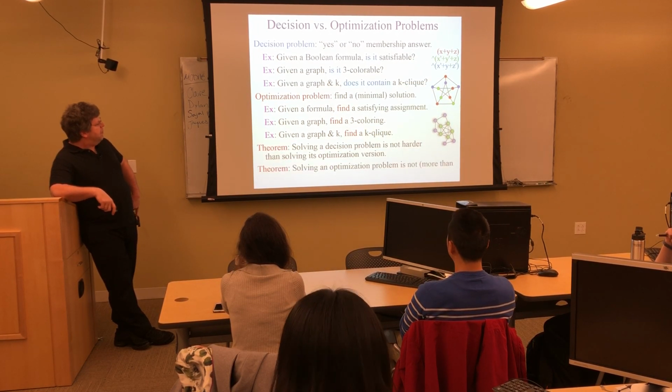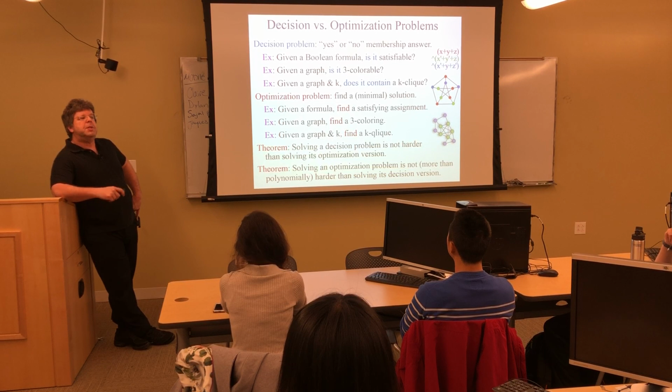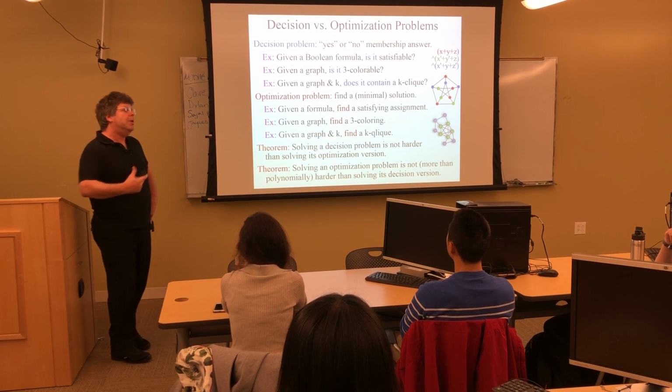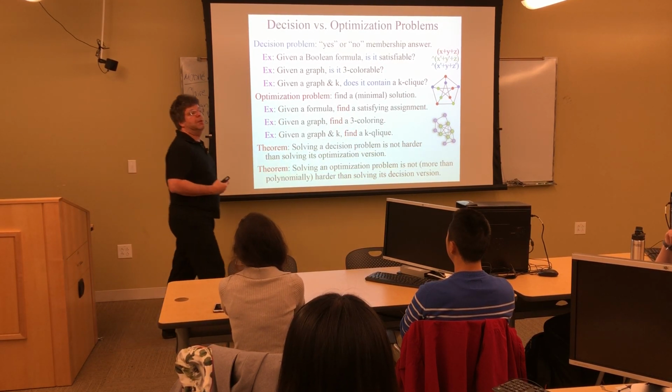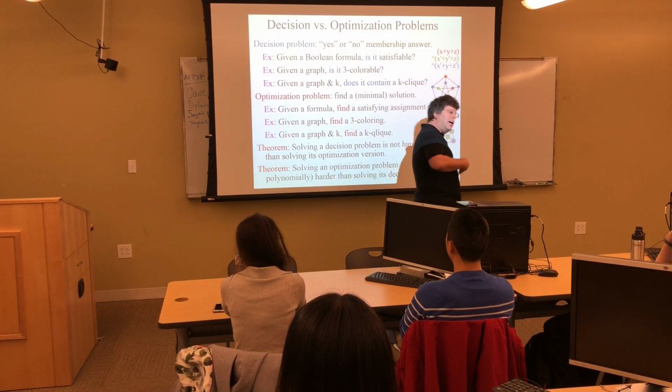So here's a couple of major theorems about it. One is easy. Solving a decision problem is not harder than solving the optimization version. Because if you give me a solution, I know a solution exists. Why? Because you gave one to me. And if it didn't exist, you couldn't have given one to me. And I can easily see that it's a solution by checking.